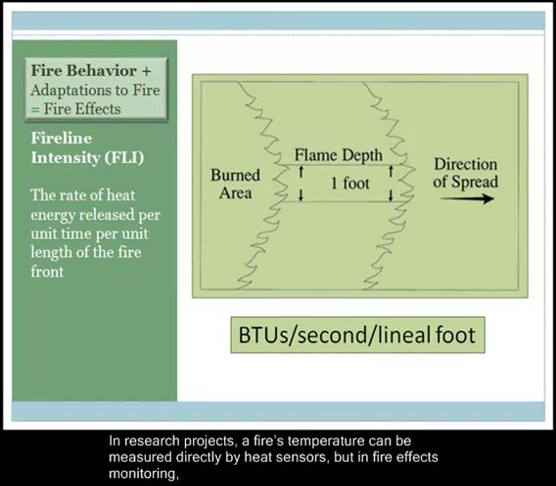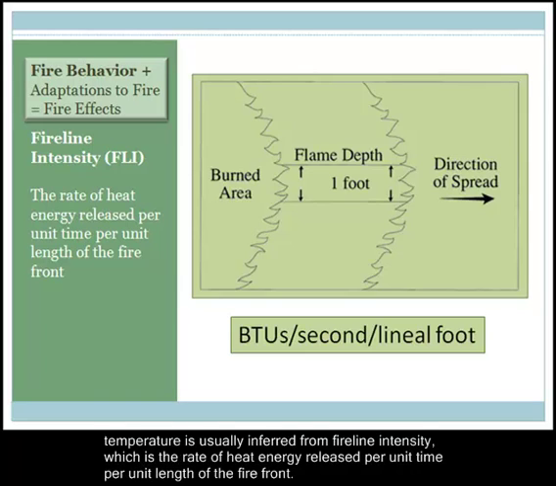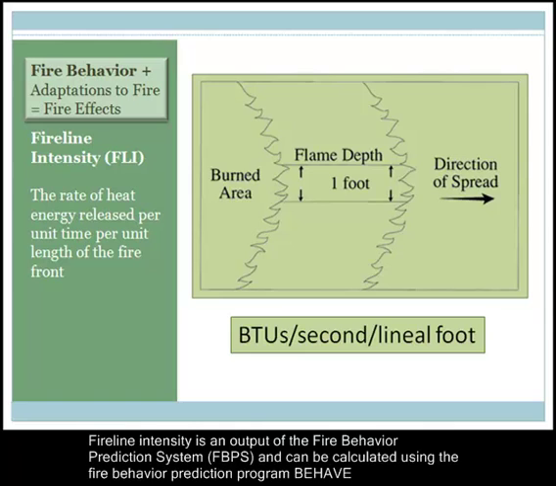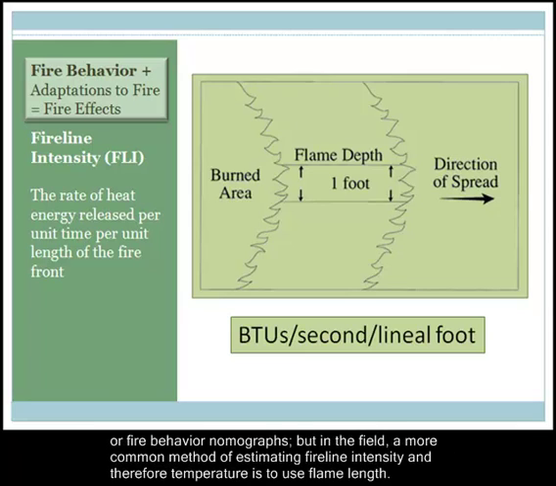In research projects, a fire's temperature can be measured directly by heat sensors, but in fire effects monitoring, temperature is usually inferred from fire line intensity, which is the rate of heat energy released per unit time per unit length of the fire front. An example of fire line intensity would be 100 BTUs per second per foot. Fire line intensity is an output of the Fire Behavior Prediction System and can be calculated using the Fire Behavior Prediction Program, BEHAVE, or fire behavior nomographs.